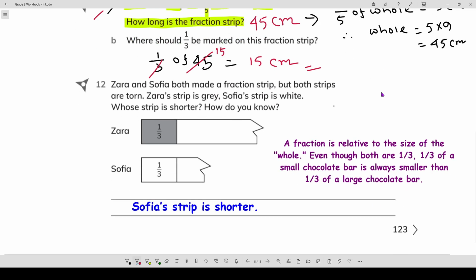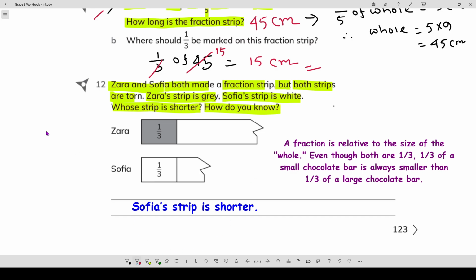Number 12. It's a very interesting thing. Zara and Sophia both made a fraction stripe, but both stripes are torn. Zara's stripe is gray, Sophia's stripe is white. Which stripe is shorter? How do you know?